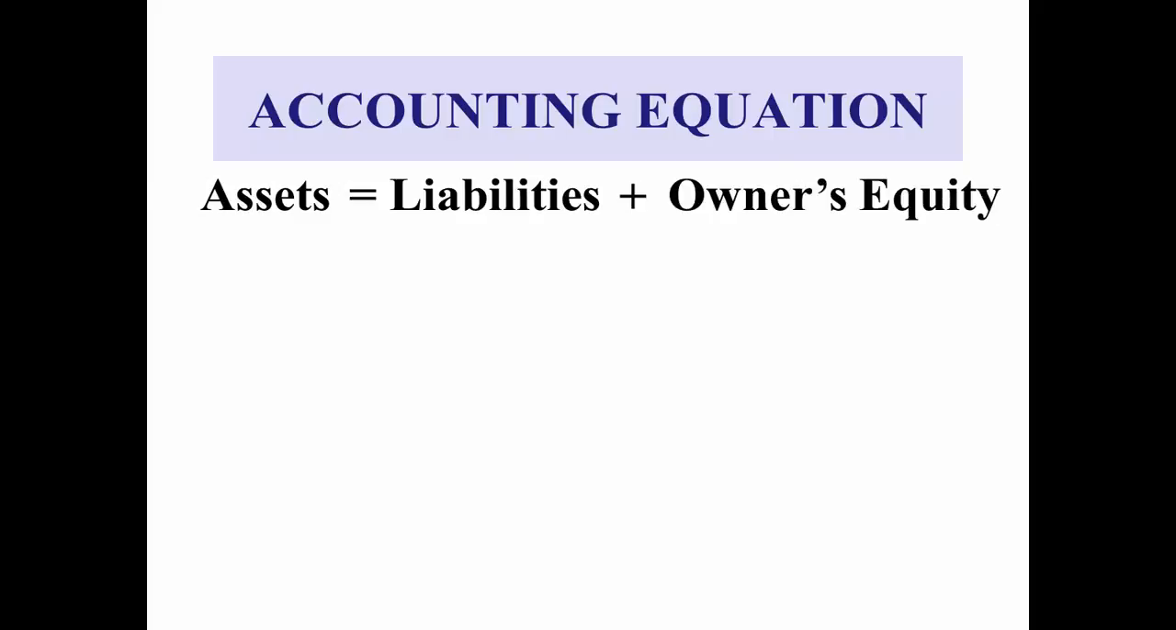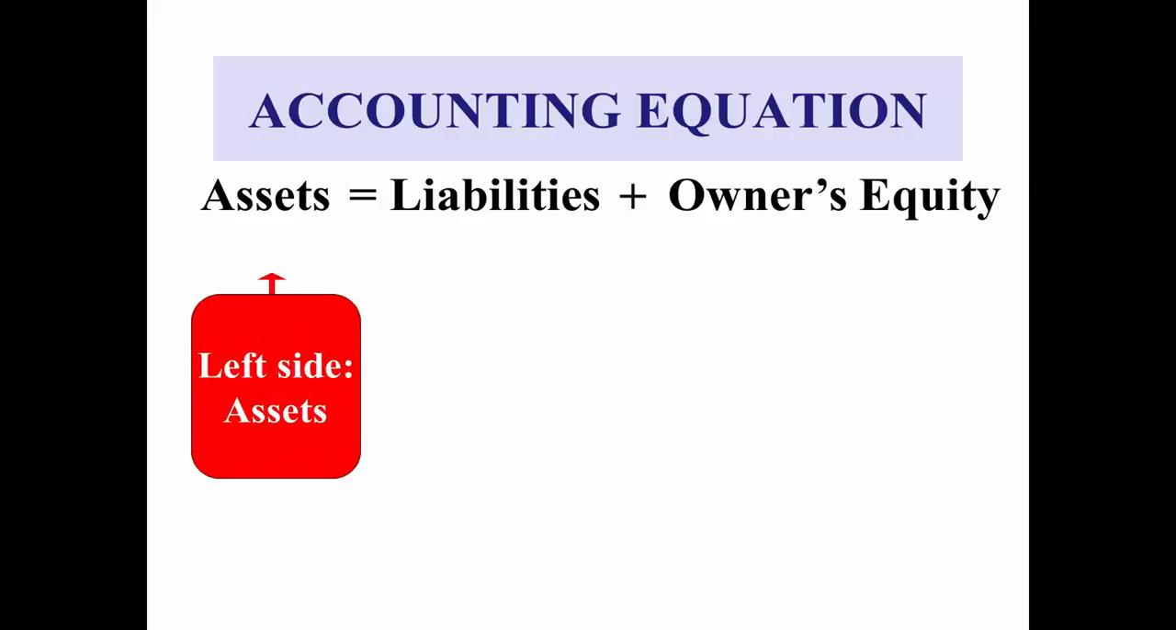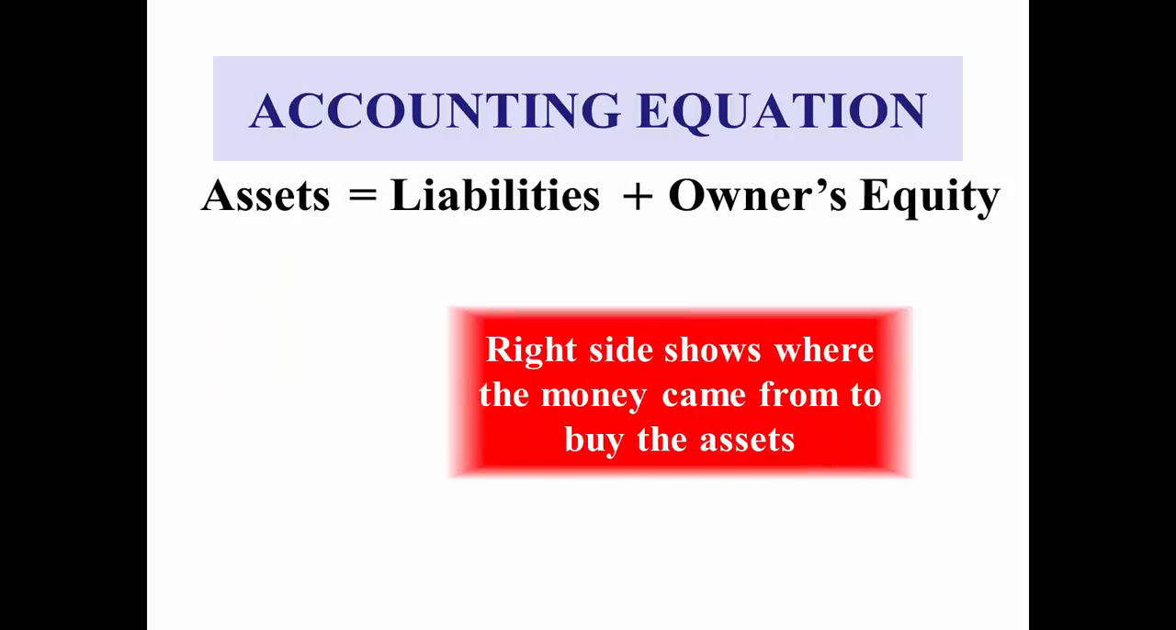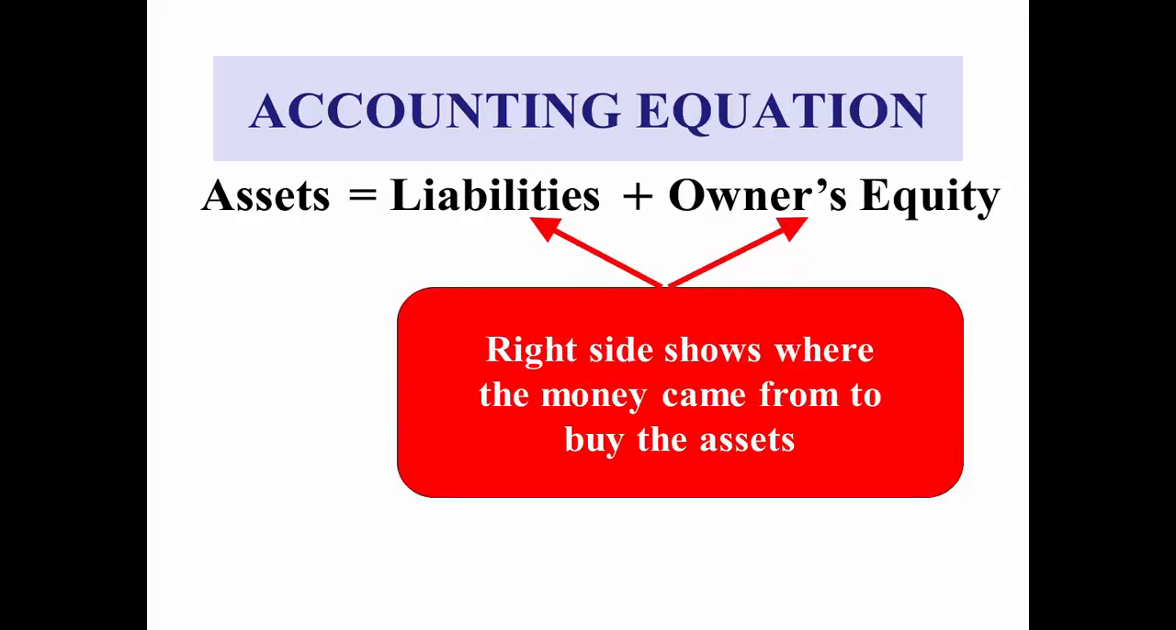Here again is the accounting equation. The left side has the assets, the things we own. The right side shows where the money came from and who has claims against those assets. Okay, the money came from creditors, or the money came from the owners, and those two groups both have the ability to come and take the assets away.